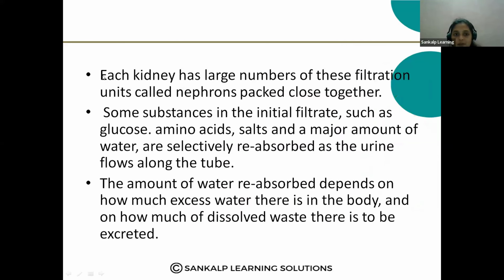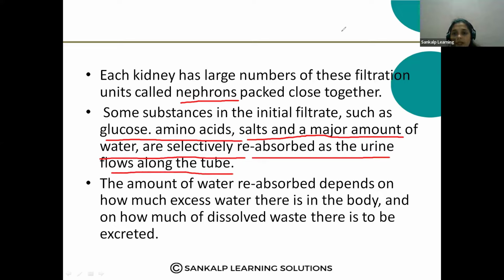So here is also an explanation. Each kidney has a large number of these filtration units called nephrons. Nephrons are the filtration units of the kidney. And some substances from the initial filtrate, such as glucose, amino acids, salts, and a major amount of water, are selectively reabsorbed as the urine flows along the tube.